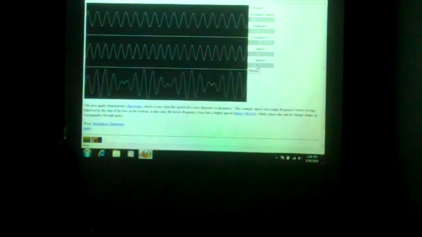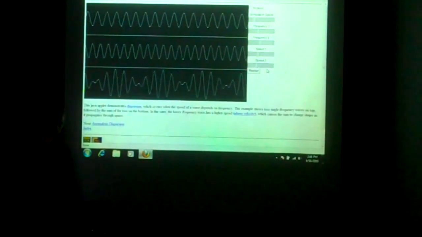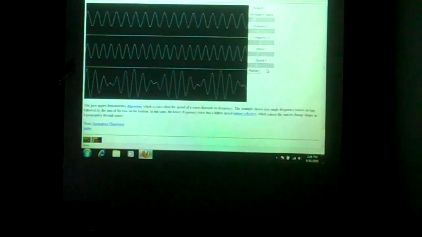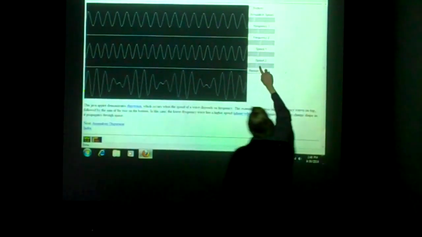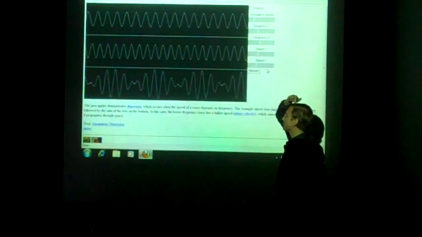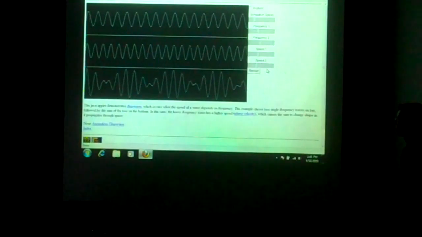But here, notice I've got the shorter wavelength wave moving a little bit slower than the longer wavelength wave. Shorter wavelength speed 2 is a little bit less than longer wavelength speed 1. So which one is faster now, the group velocity or the phase velocity?